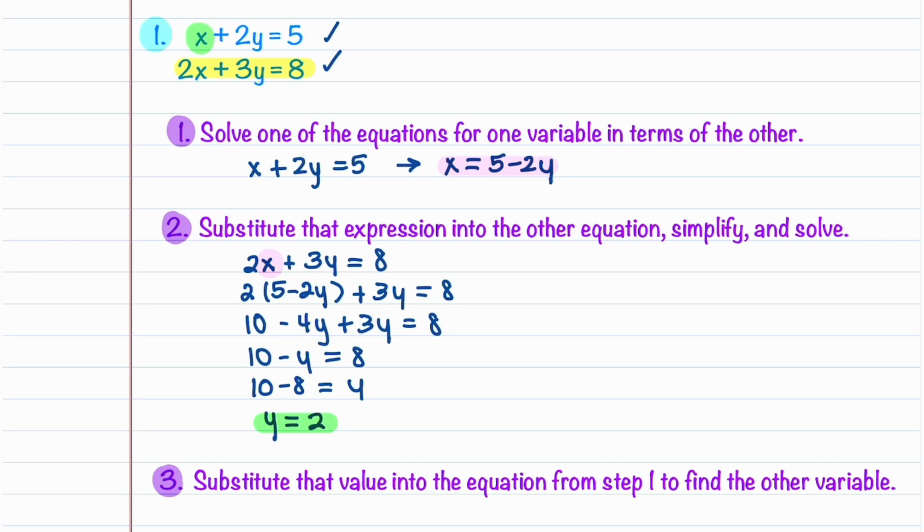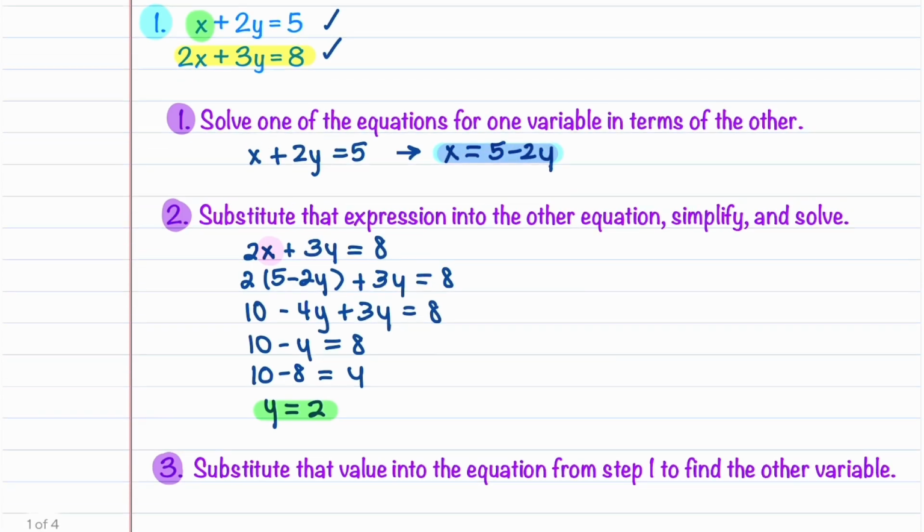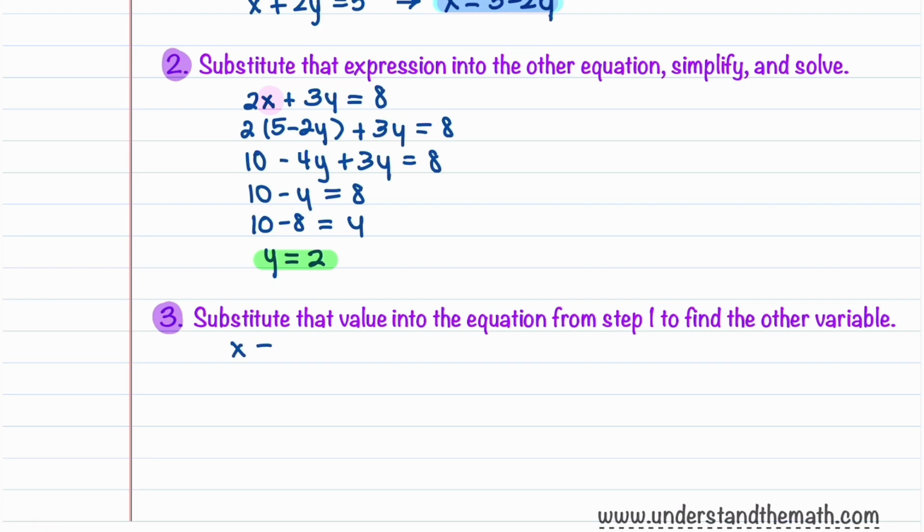Let's now look at our next step. For this step, we're going to substitute that value, meaning y is equal to 2, into the equation from step 1. That's this equation right here, and we're going to solve for x. Let's write down x is equal to 5 minus 2y. We're going to substitute in that y is equal to 2. So we have x is equal to 5 minus 2 times 2. So this is just x is equal to 5 minus 4, which gives us a value of x is equal to 1. So now we have x and y.